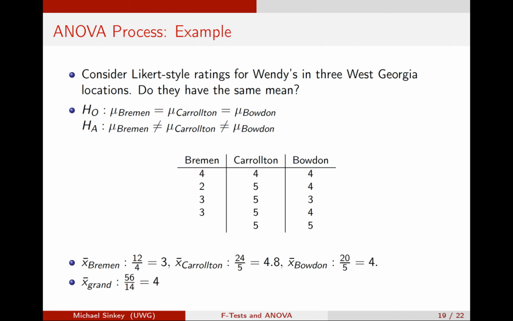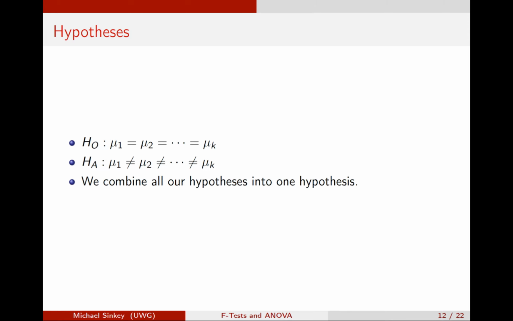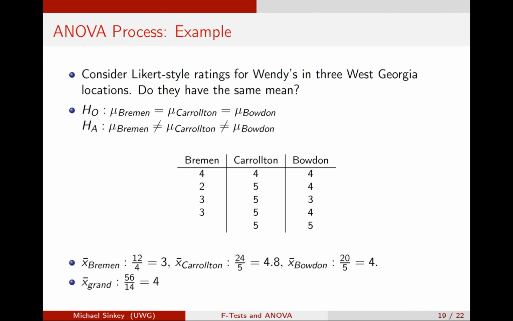Okay, so this null and alternative sets up the same as what we did here, and this is the only type of null and alternative that we'll be testing with ANOVA. Okay, so we have collected 4 ratings from Bremen. One person gave it a 4, another gave it a 2, and 2 others gave it 3s. We've collected 5 ratings from Carrollton, which has received 1 4 and 4 5s. We collected 5 ratings from Bowdoin as well. We've received 2 4s, 1 3, an additional 4, and a 5.